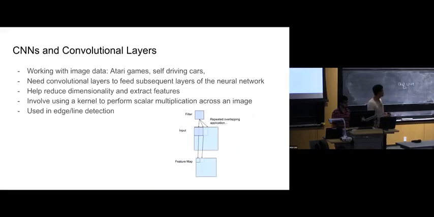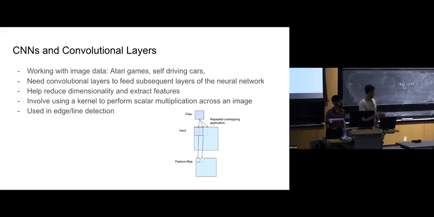Then we move on to convolutional neural nets and convolutional layers. In reinforcement learning, we'll often work with image data. Again, this could be inputs from Atari games like Brick Breaker or Tetris, and also image data from self-driving cars. And then we really need convolutional layers before we actually do the value estimation part. The reason we need that is to reduce dimensionality and extract certain features that may be useful.